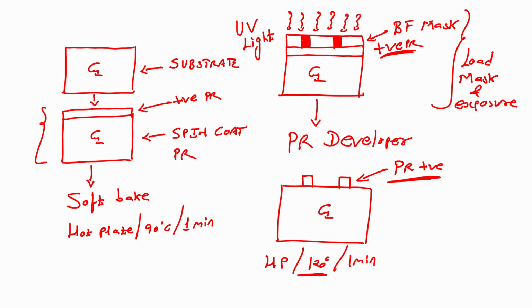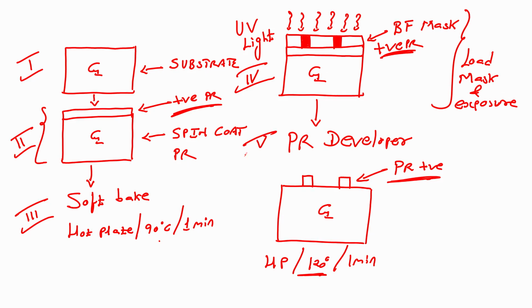All right. Let us repeat this once again, and then we will take an example of a heater. So, you understand how we are using the photolithography process. First you take a substrate, next step is you spin coat the photoresist. It can be positive photoresist or negative photoresist. The third step is soft bake. Soft bake is done at 90 degree centigrade for 1 minute on a hot plate. Fourth step is you load the mask and expose the wafer with UV light.